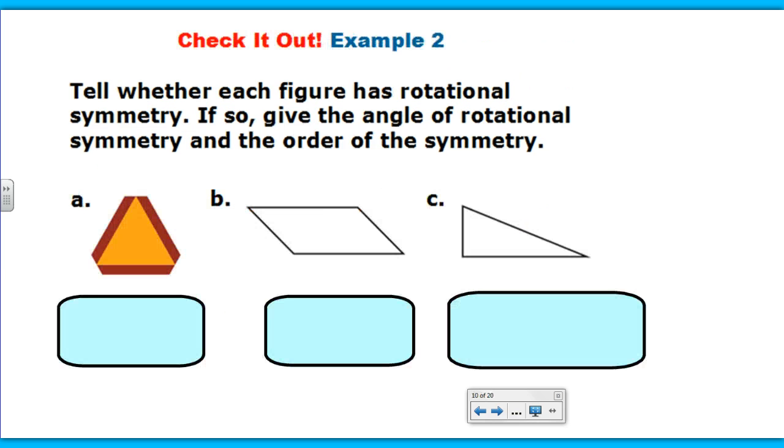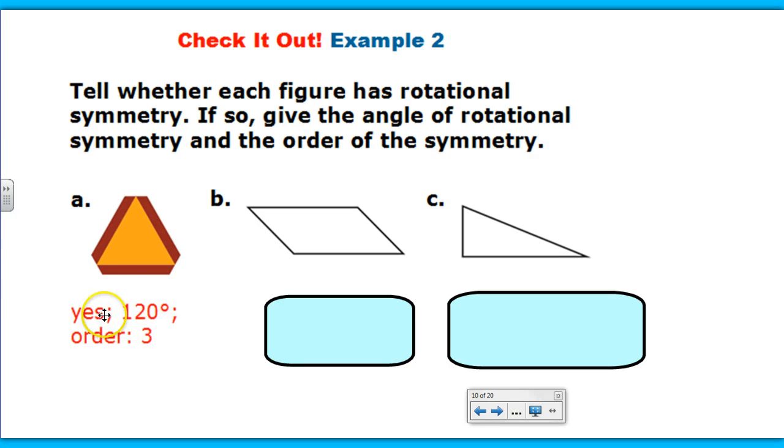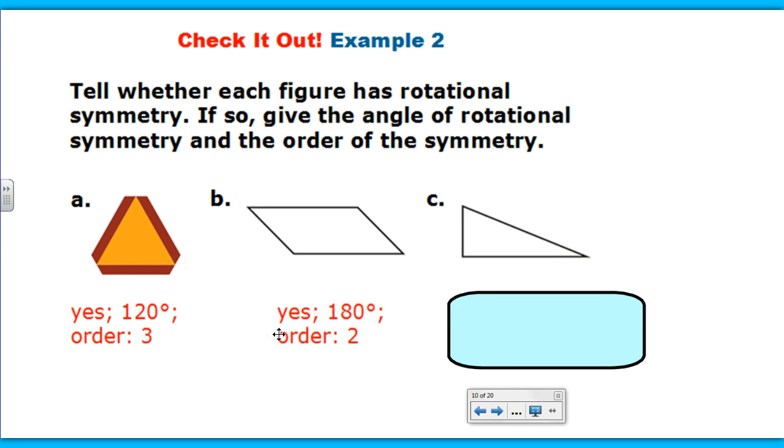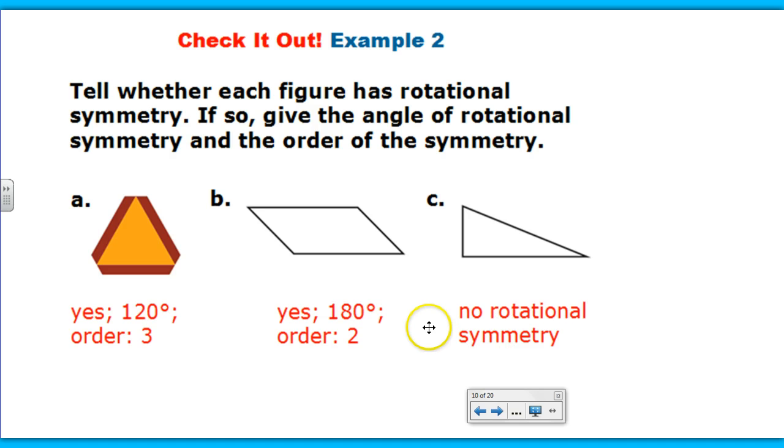Very good. Okay, so pause the video and check out these examples. Describe whether they have rotational symmetry. If so, give the angle of symmetry and the order. Come back and check your work. So A is a 120-degree angle of rotation, which gives us an order of 3. B is 180, order 2. And C, no rotational symmetry.